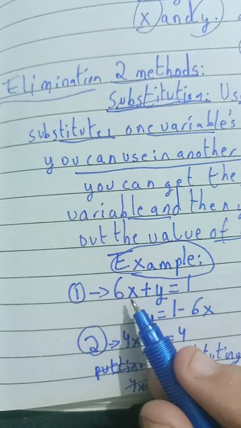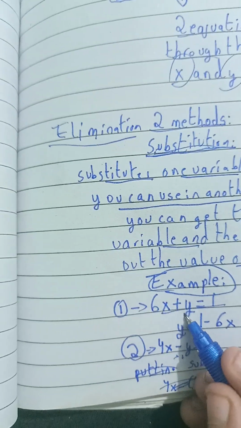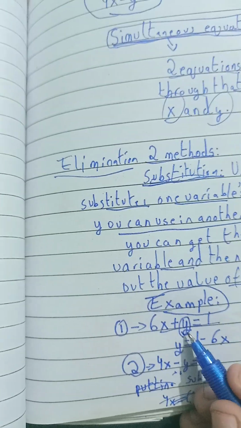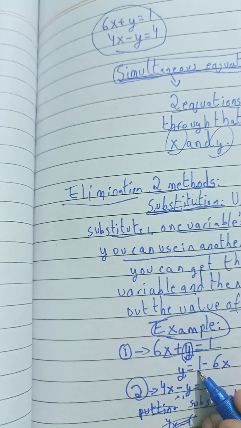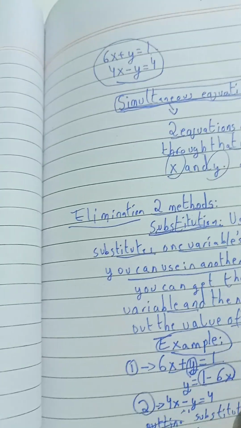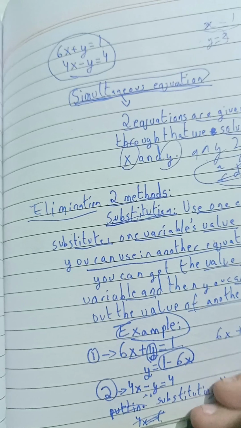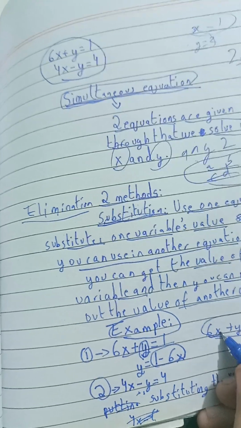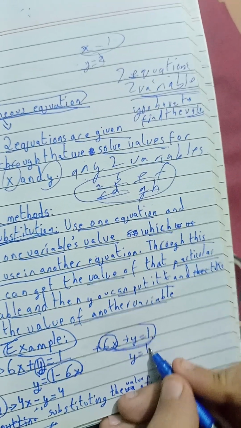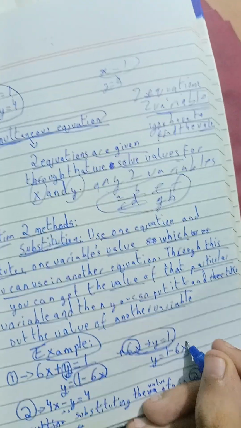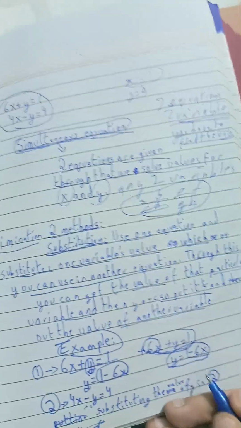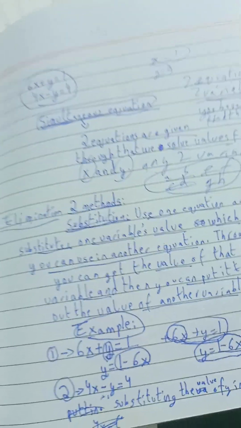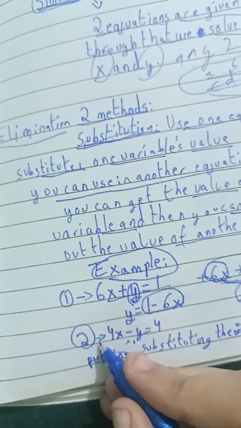So here we have equation 1. Here we are finding the value of y. It was 6x plus y equals 1. So now what I did here, 6x was being added, so I moved it over, and now it is being subtracted. So now we found the value of y, which is 1 minus 6x. Now we would be substituting it into the other equation, which is equation number 2, which was 4x minus y equals 4.